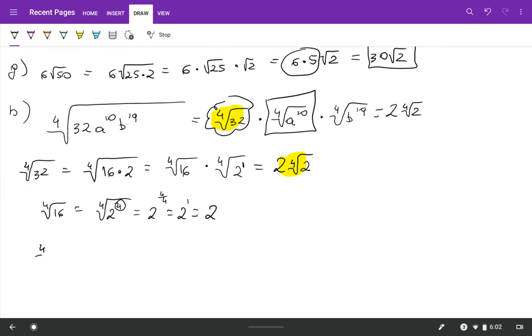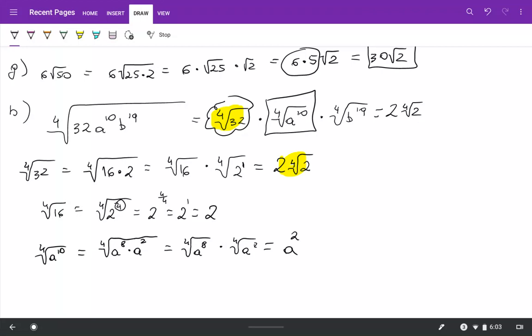Radical of index 4 of a to the power of 10. So we want to rewrite that as a to the power of 8 times a to the second power. And why did I pick 8? Because 8 can be divided by 4. So that is the same as radical of index 4 of a to the 8th power times radical of index 4 of a squared. That will give us a, and again, 8 divided by 4. So let's use the shortcut. 8 divided by 4 is 2.